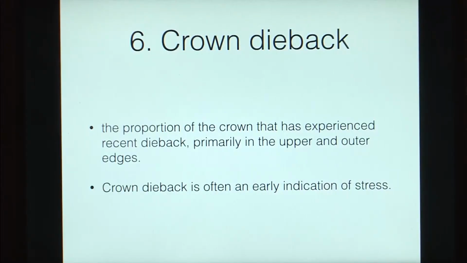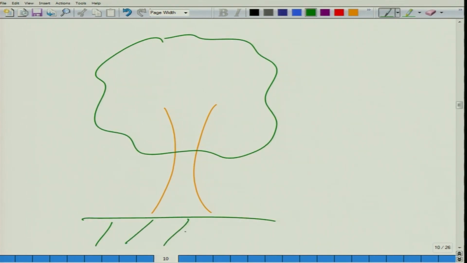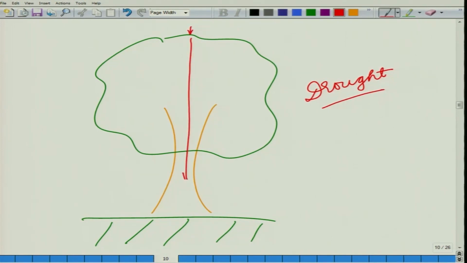The next thing that we are going to look into is the crown dieback. Coming back to the slides, crown dieback is the proportion of the crown that has experienced recent dieback, primarily in the upper and outer edges. When a tree begins to die, for instance, if this is your tree and suppose you give it any form of stress, say this area is suffering a drought, then in the case of a drought, this tree is going to start dying from the top towards its base. Which is why it is called a dieback.